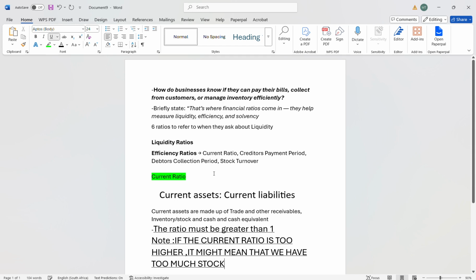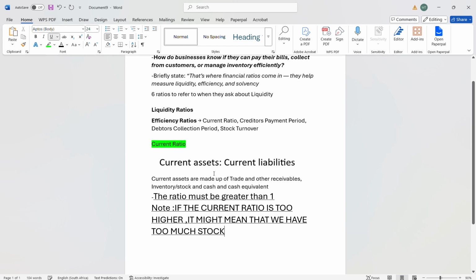Today we'll be looking at the liquidity ratios. So we'll be touching on the current ratio, the creditors' payment period, the debtors' collection period, and our stock turnover. Sorry. So let's start with our current ratio.